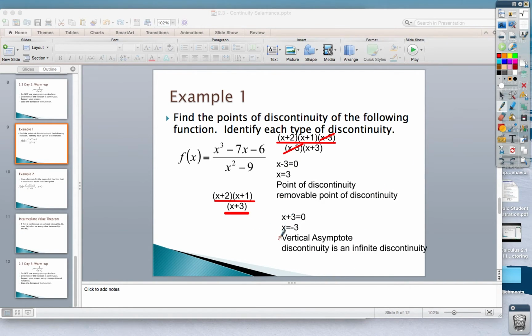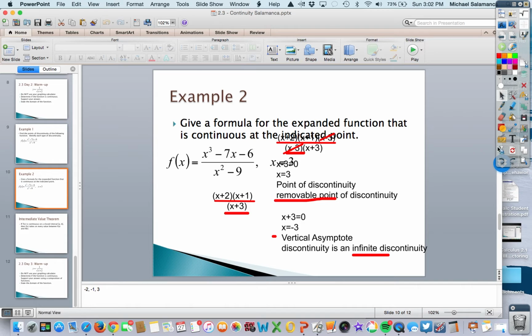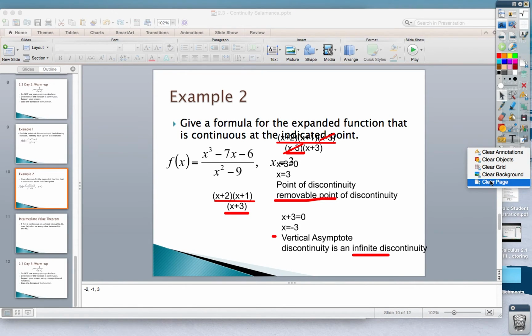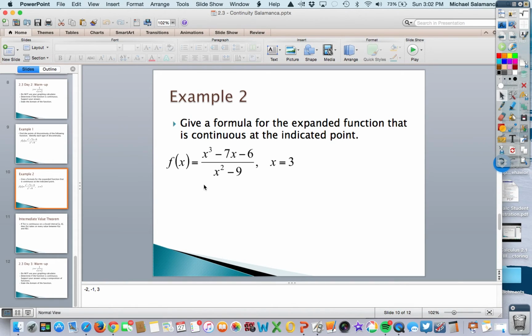So again, vertical asymptotes automatically equal an infinite discontinuity. Values that were canceled out give us a removable point of discontinuity. So in example 2, they want us to give the expanded function that is continuous at the indicated point. So here's how this works.